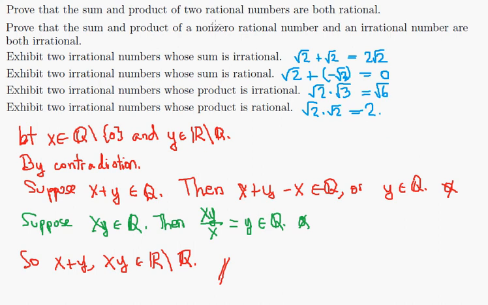So if I take two rational numbers and add and multiply, I get something that's rational. If I take a rational, non-zero, and an irrational, and either add or multiply, I get something that is irrational. But if I have two irrational numbers and add and multiply, then I really don't know what I'm going to get. So I have all these possibilities here.